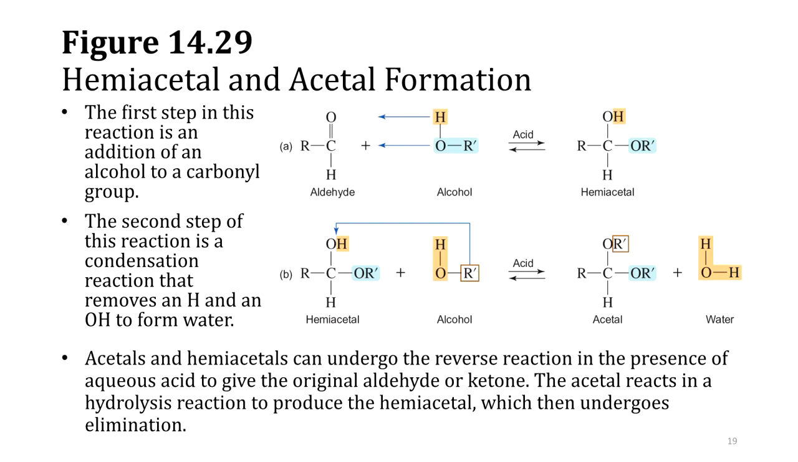The second step of the reaction is a condensation reaction. So the conversion of the hemiacetal to the acetal is condensation, where this looks similar. We have the alcohol on the hemiacetal reacts with the OH from our alcohol, and this releases H2O to produce our ether linkage, or the acetal linkage.